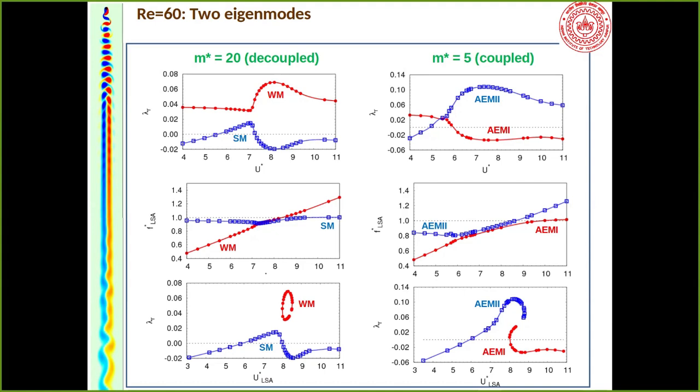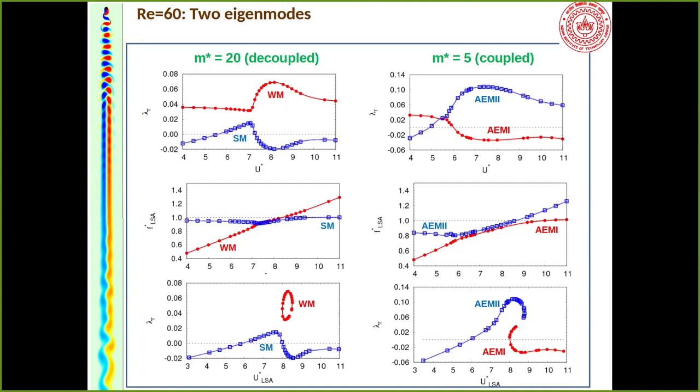What we find is, if I look at mass ratio 20, which is a relatively higher mass ratio, there are two modes that have the largest real part, candidates for instability. This one I call WM, the wake mode. And this is the SM, the structural mode. How do I identify that? Actually from the Strouhal number. So this is my F star.